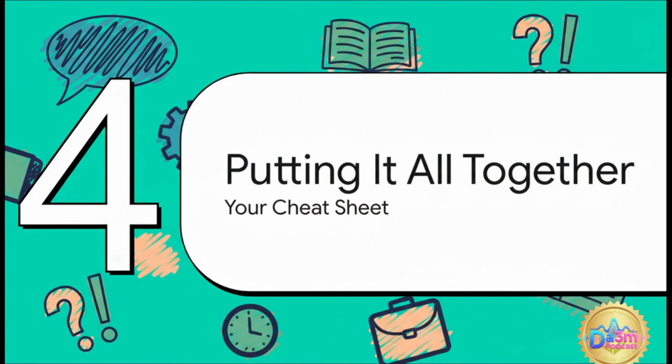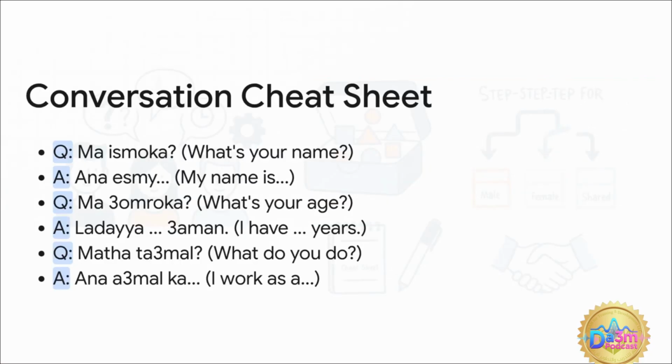Amazing! We have covered a lot of ground really fast. So let's just pause for a second and put everything on one screen for you. Think of this as your personal cheat sheet for that first conversation. So here it is, your whole script for a conversation with a male. Ma ismuka with the answer ana ismi. Then ma umruka, and you'd answer with ladaya. And finally, matha ta'mal, which you'd answer with Ana a'mal ka. And remember, if you're speaking to a female, just change those ka endings to ki and use ta'malin for the work question.